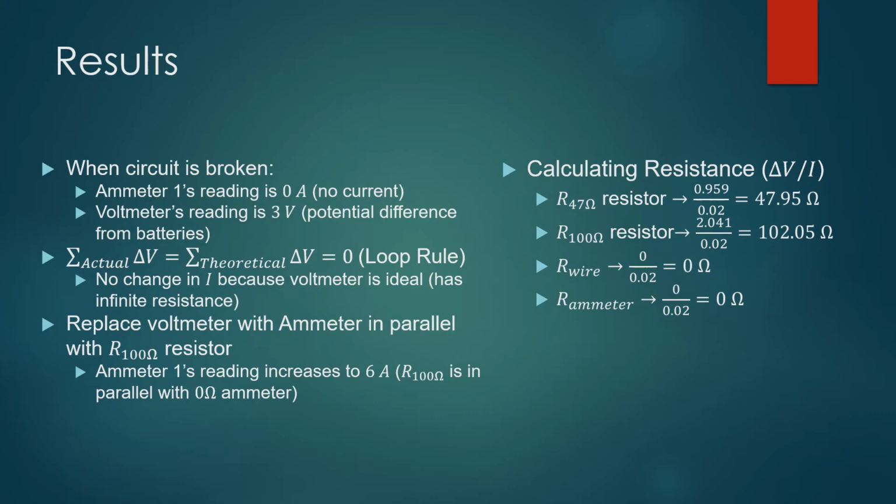Also, there's no change in the current when the voltmeter is added because the voltmeter is ideal and has infinite resistance. Finally, if you replace the voltmeter with an ammeter in parallel with the 100 ohm resistor, ammeter 1's reading increases to 6 amps. And this is because there's no current going through the 100 ohm resistor because it is in parallel with a 0 ohm ideal ammeter.